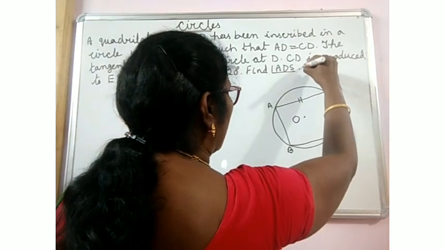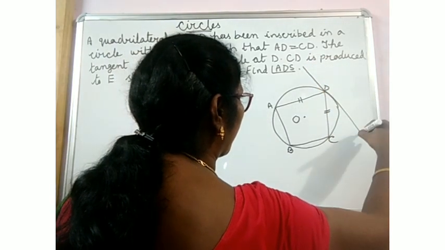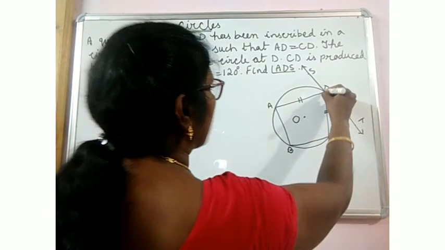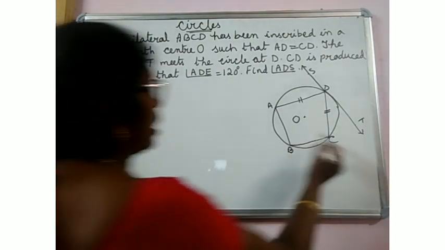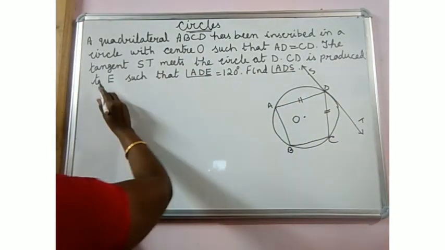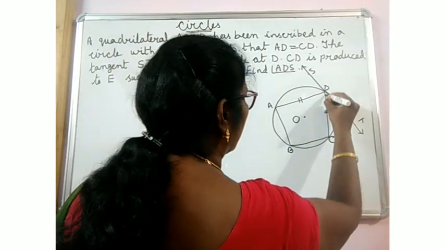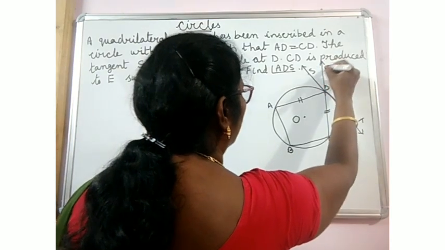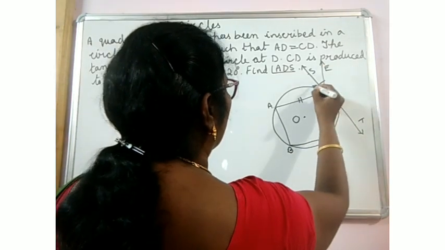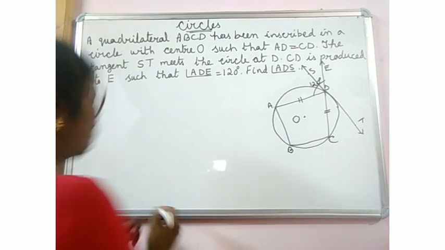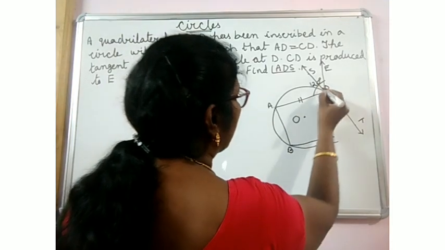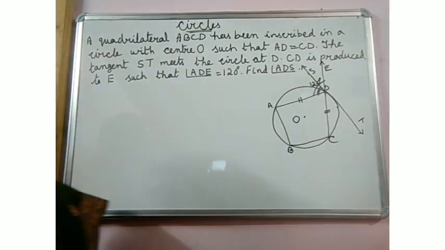The tangent ST meets the circle at D. This is S, and T, the tangent, meets the circle at D. CD is produced to E such that angle ADE is 120 degrees. This complete angle is 120 degrees. If it is so, find angle ADS only. This angle you have to find out.